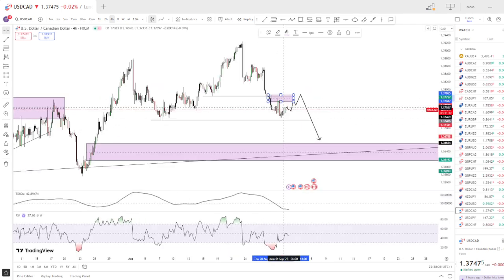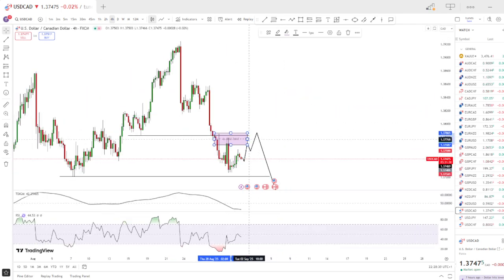So for what I'm seeing here right now on USD CAD, I'll just tell you this: the basic idea, or the basic basis, is for a buy to sell. I still want to see price move up a little bit, maybe into this zone again, maybe a third time, and then I want to see the drop happen from there.